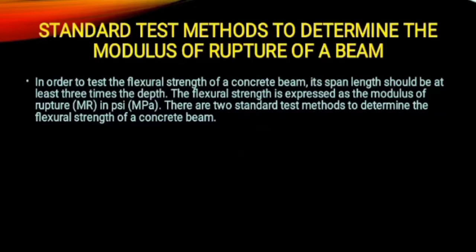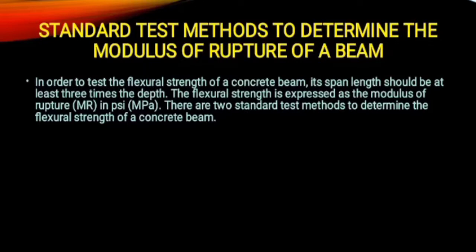So next, standard test methods to determine the modulus of rupture of a beam. In order to test the flexural strength of a concrete beam, its span length should be at least 3 times the depth. The flexural strength is expressed as the modulus of rupture in PSI or in megapascal. There are two standard test methods to determine the flexural strength of a concrete beam.